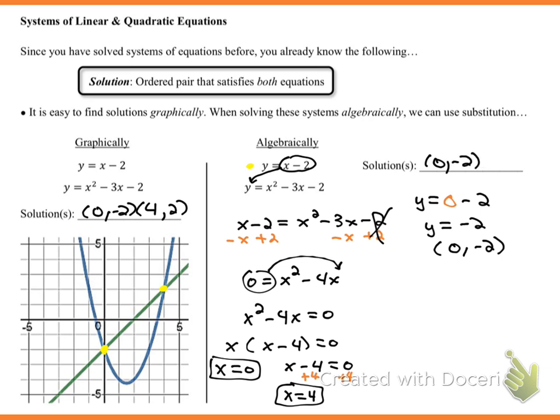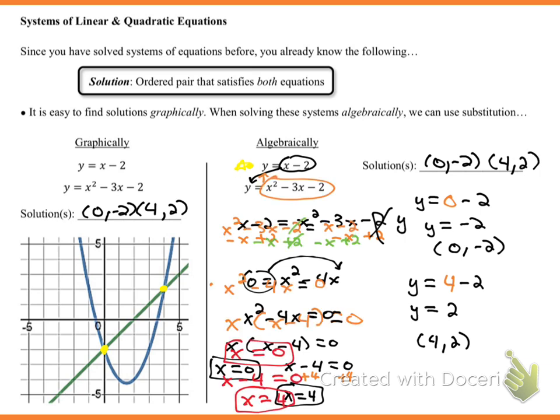So like we already knew from the graph, that one point of intersection is at 0, negative 2. And then if I plug in 4 for x, that'll give me y equals 2. And that other intersection is at 4, 2. Next problem.